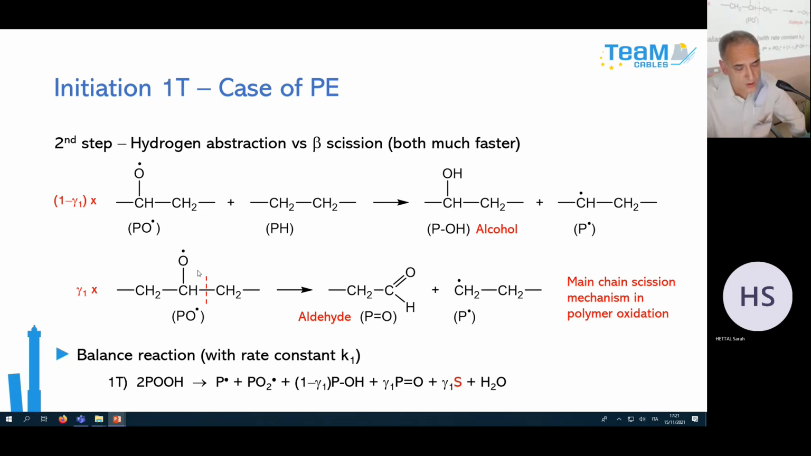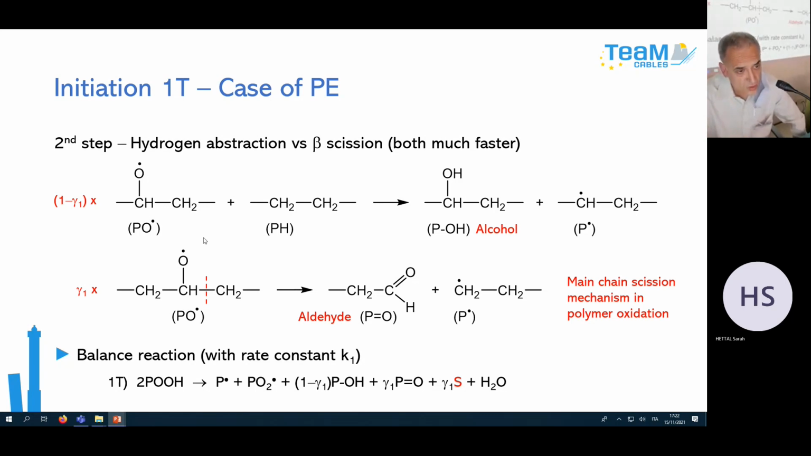The second possibility is the beta scission. In beta of the radical, you break the bond, so you form one radical and a carbonyl species, which is called here an aldehyde. So you generate a lot of aldehyde in the case of polyethylene. This beta scission, in fact, is the main chain scission mechanism in polymer oxidation. So it is something quite general.